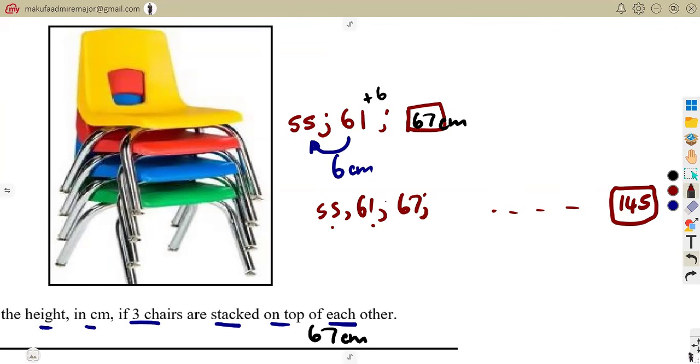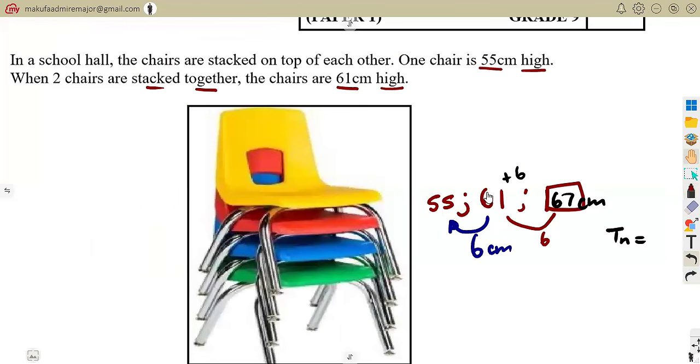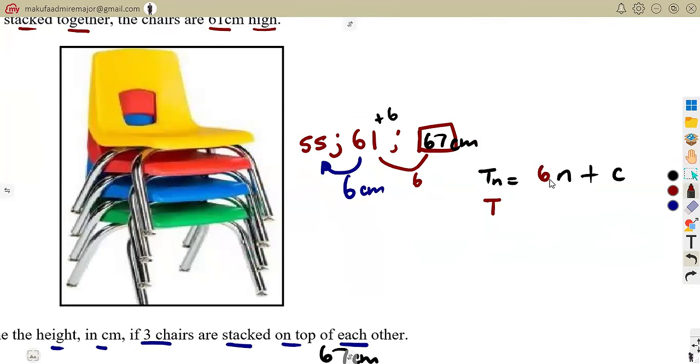But this is a normal calculation that we have from our number patterns. Remember, there's a difference of 6 between these chairs. So this is a linear pattern if we see properly. Where in a linear pattern, we do understand that Tn is equal to the difference times n plus c. So our common difference is 6. Remember, it was 55, 61, and so on. So Tn is equal to 6n plus c. The number that is multiplied with n is the difference.